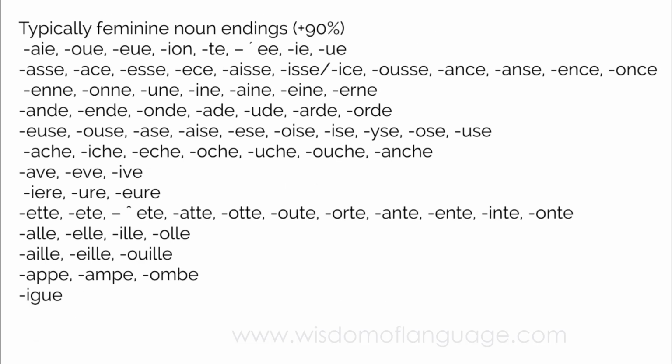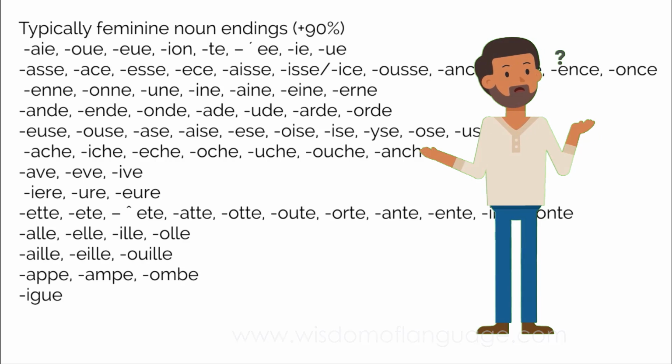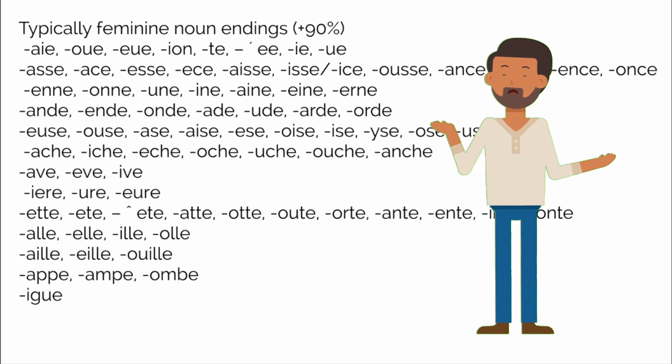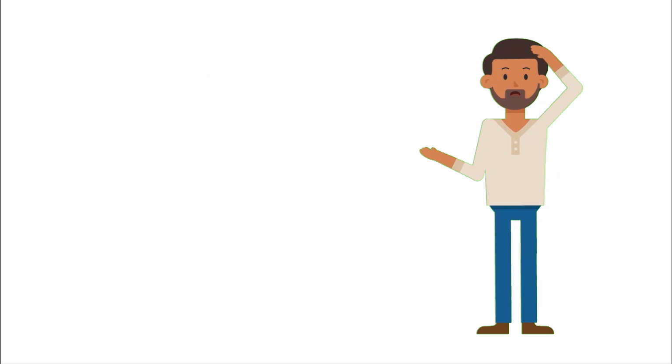Now we'll go to the feminine nouns. So these are the endings of the feminine nouns. Do you see all of these? It's like AIE, OUE, EUE, ION, TE, EE, and so on. There are quite some things. So the words that are ending with any of these endings are considered to be feminine nouns. So this is how you identify the gender of the nouns. But we have quite a few things to remember and understand. So we'll have an easier way to remember this.